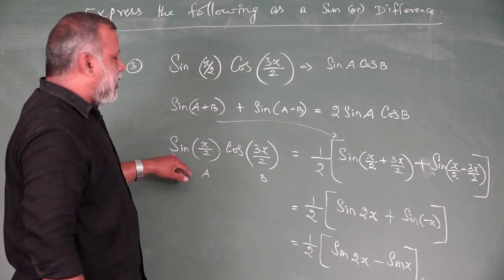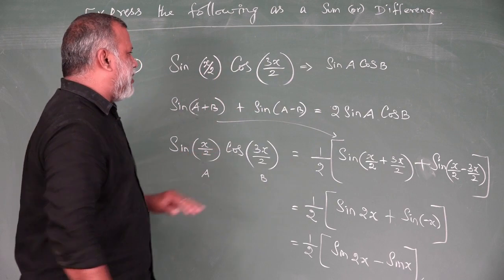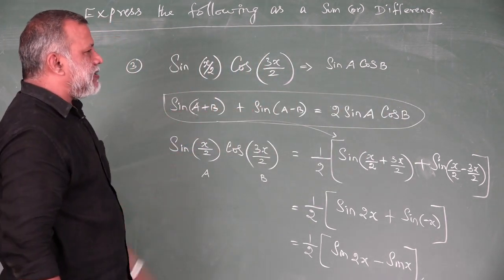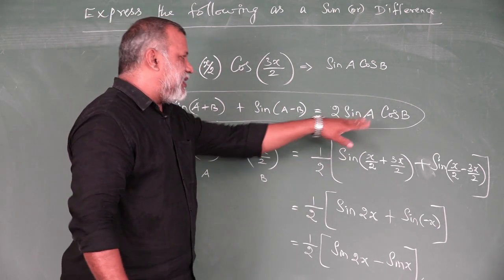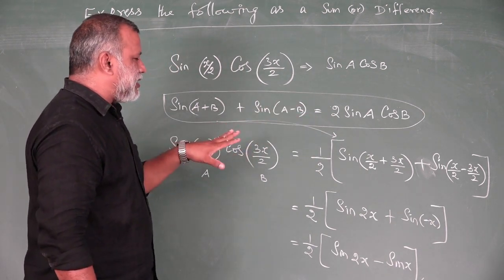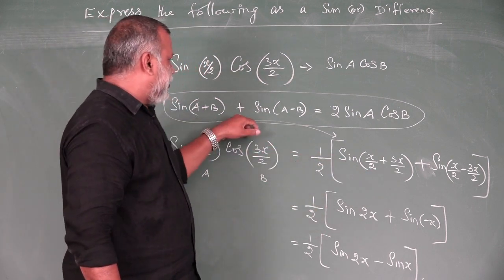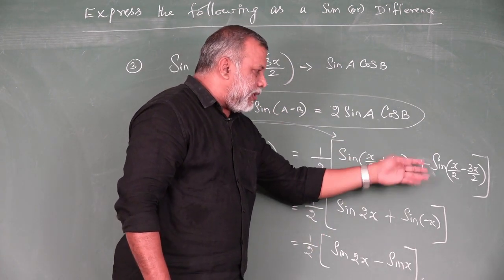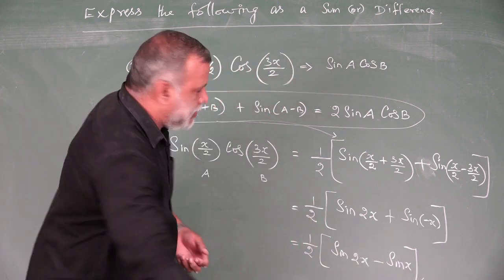See here, sine of x by 2, cos of x by 2. Relate with the basic formula. This is the required basic formula: sine of a plus b plus sine of a minus b equal to 2 sine a cos b. So relate with this one. Sine a is x by 2 here, cos b is 3x by 2. Then apply the formula. Instead of a plus b, add the two elements. In between plus sine of a minus b, subtract the two elements. See here positive, but the final step gets a negative. So this is the difference.